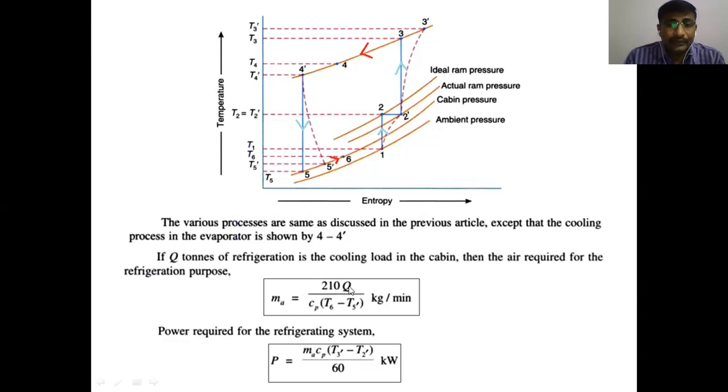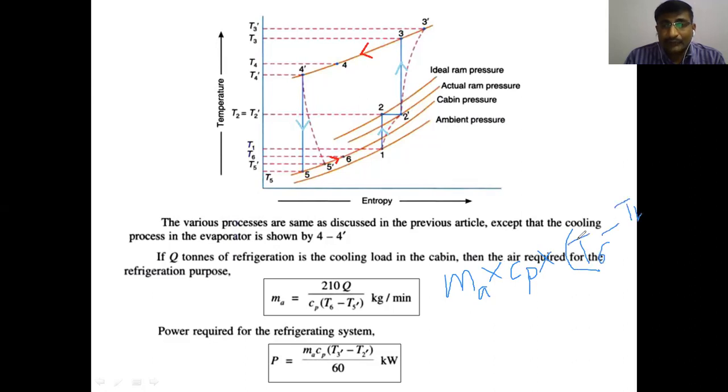MA = 210 Q / (Cp × (T6 − T5')). This is the same as I explained earlier: MA is the mass of air entered into the cabin, Cp is the specific heat of air, and (T6 − T5') is the temperature rise across the cabin.